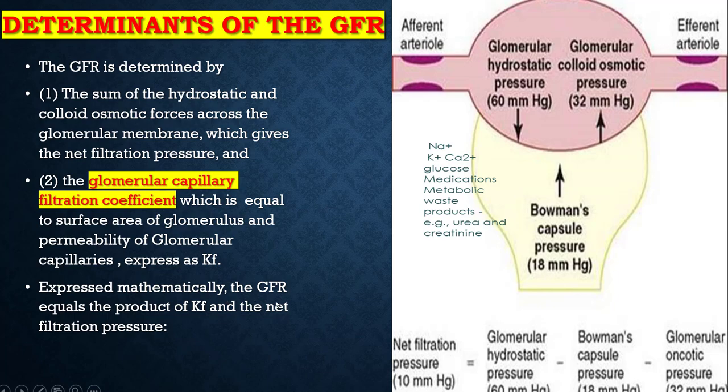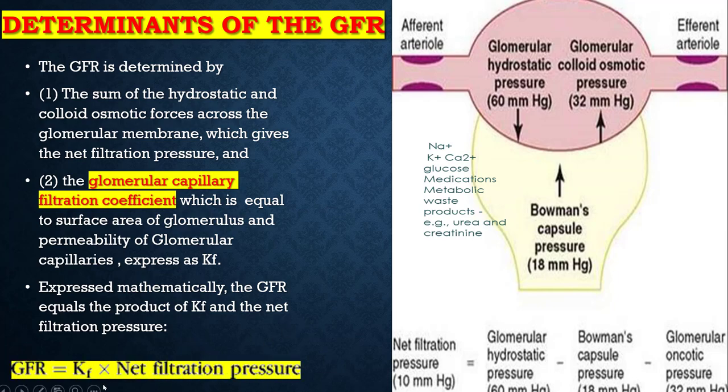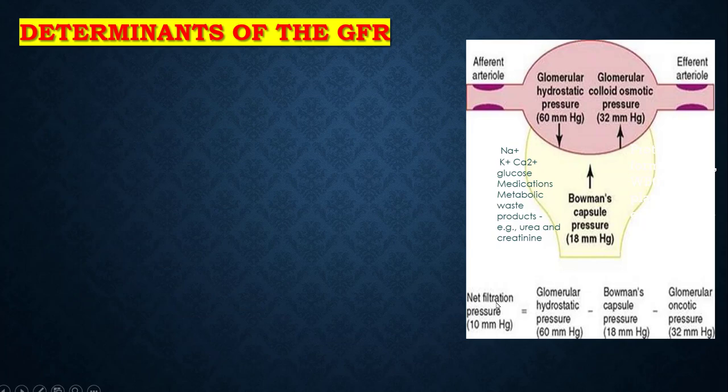Expressed mathematically, the glomerular filtration rate equals the product of Kf, the filtration coefficient, and the net filtration pressure. Mathematically, it is represented as GFR equal to filtration coefficient multiplied by net filtration pressure.